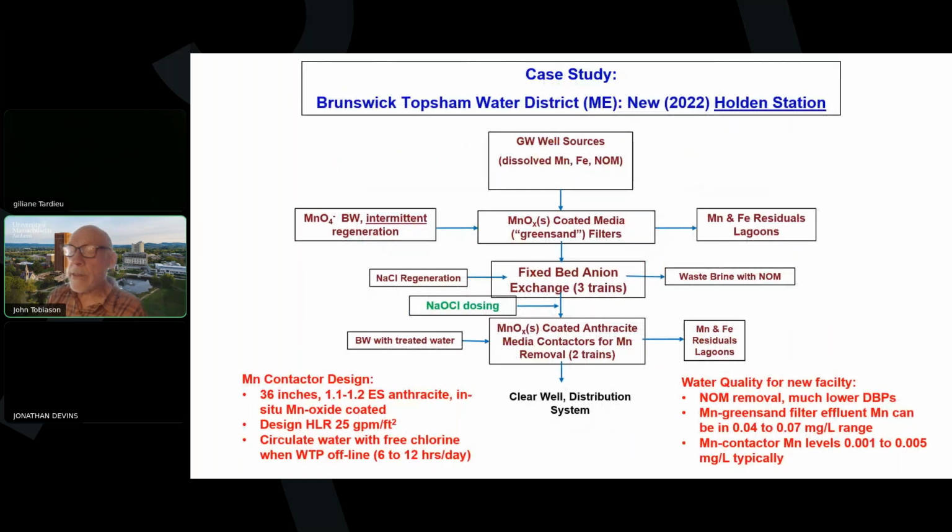Another case is in Brunswick, Maine, where a groundwater plant has manganese oxide coated greensand type filters that are intermittently regenerated with permanganate. The residuals go to lagoons. Then this plant uses fixed bed anion exchange to remove natural organic matter to control DBPs. Then free chlorine is dosed. It goes across some manganese oxide coated anthracite media contactors and into the distribution system.